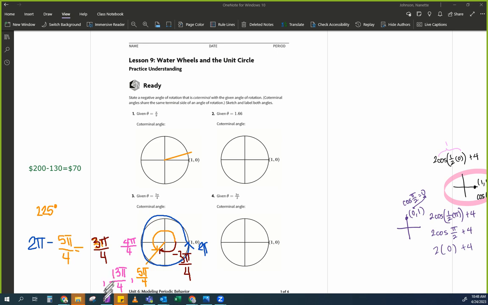So generically, see if this makes sense. Miss Johnson, I'm just going to add a bunch of 2 pi's to it. Good. How many 2 pi's do you want to add to it? I don't know. Pick a number. N. Okay. So 2 pi n just means a bunch of full circles.